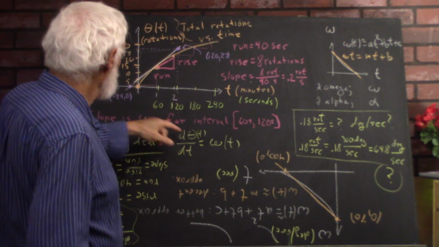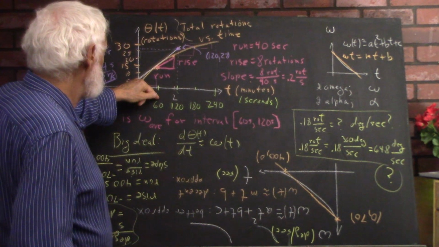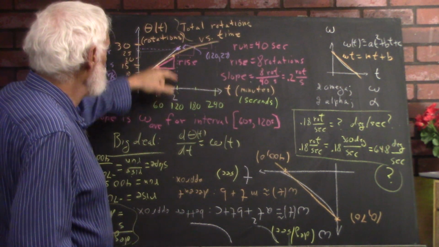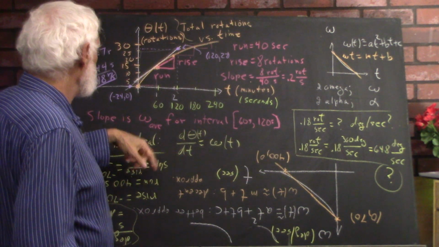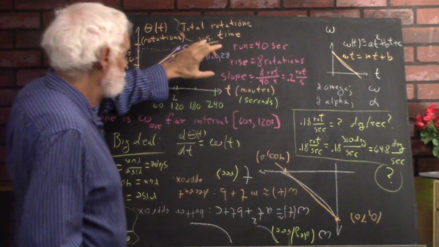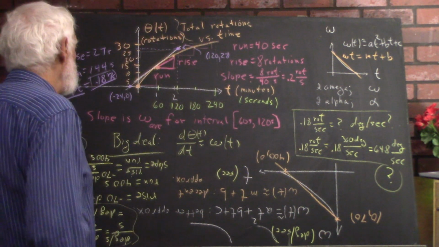The slope runs between the points 1 minute, I think it was 1 minute 12 rotations, and 2 minutes 20 rotations. Okay. There it is. Now, we can do a tangent line.